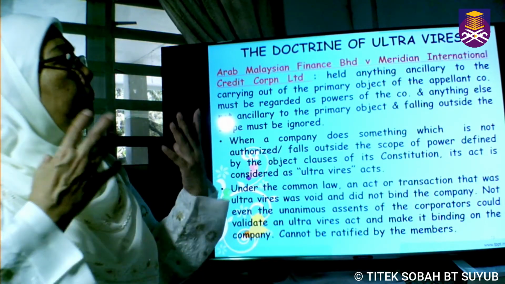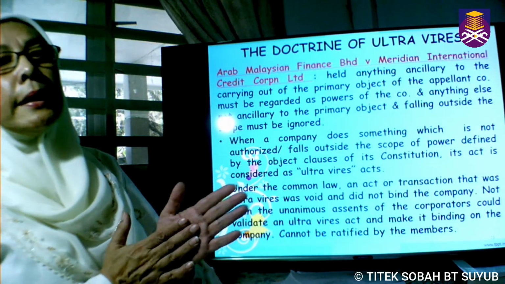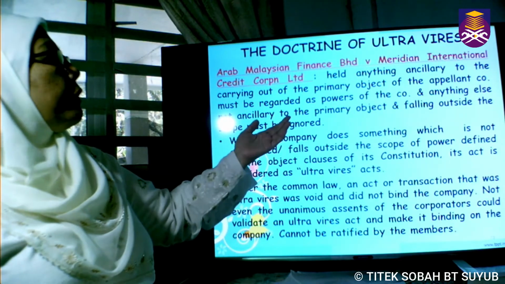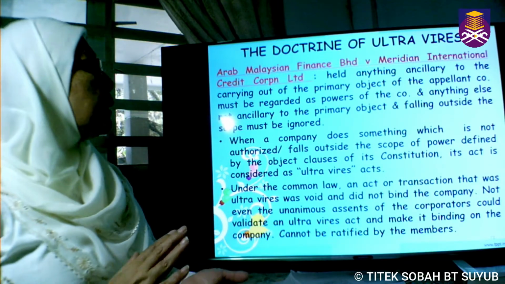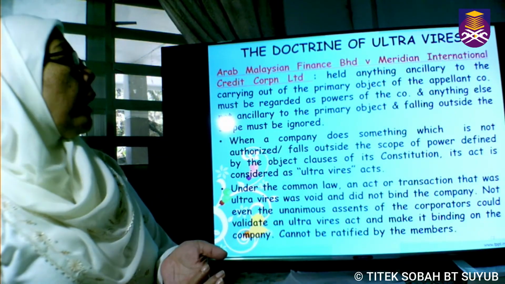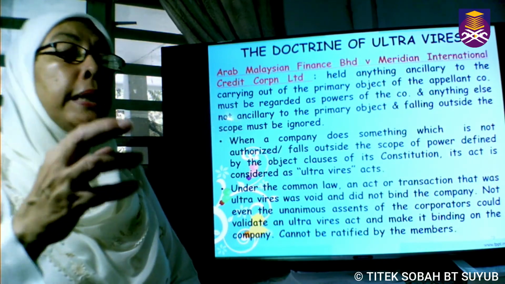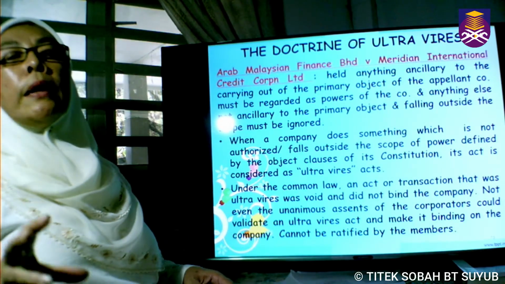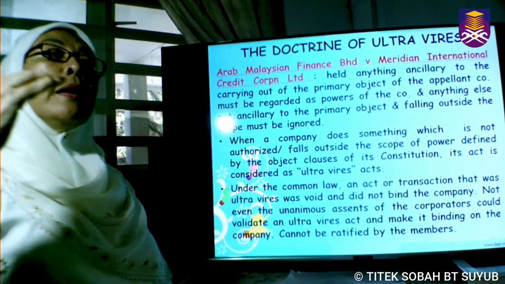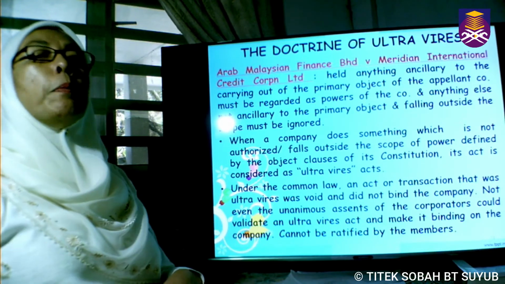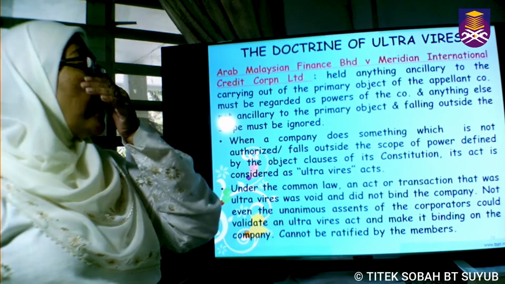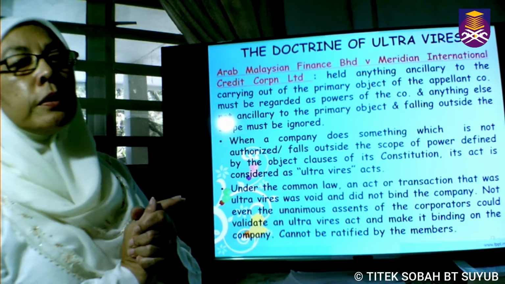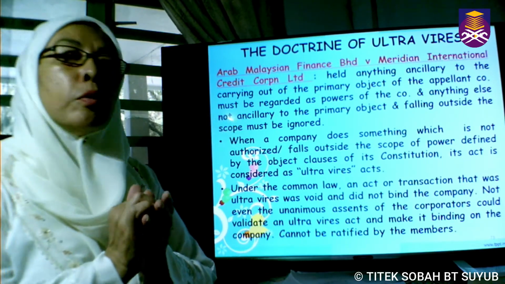It says here, apa-apa pun, anything yang ada kena-mengena dengan perjalanan syarikat yang asas tu, okay, have to be regarded as powers of the company, and anything else not ancillary, yang tak ada kena-mengena to the primary object and falling outside the scope, must be ignored. So meaning, whatever is outside the scope, which has nothing to do with the primary object, this is the one which we say to be ultra vires. Di luar bidang kuasa. You as a company, you cannot do this. This is wrong. Okay? However, as long as it's within the primary object, this is considered valid. It's not ultra vires. Okay?